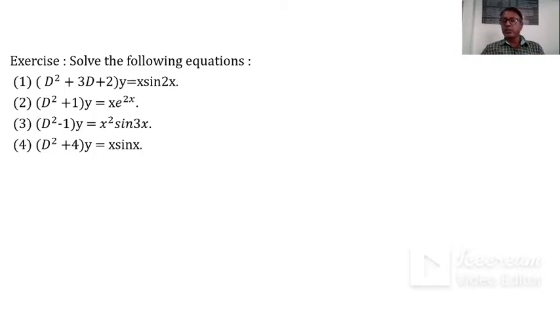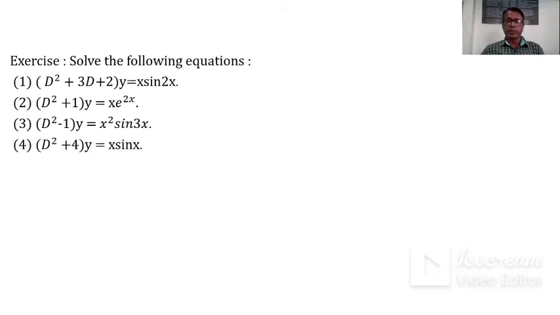We have seen the 3 examples on this topic, and I hope this much is sufficient to understand if the Q of x is of the type x into v. Now take these examples for practice. These are the exercises for you. Solve these examples.